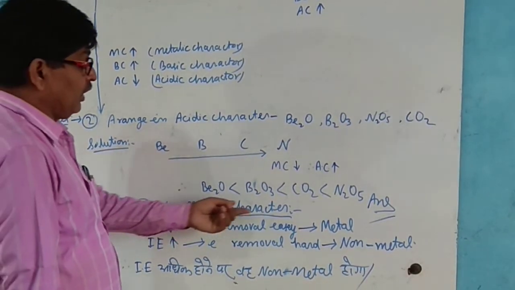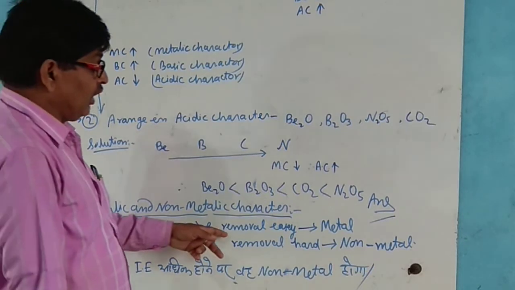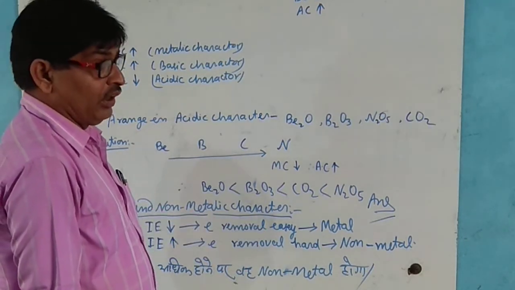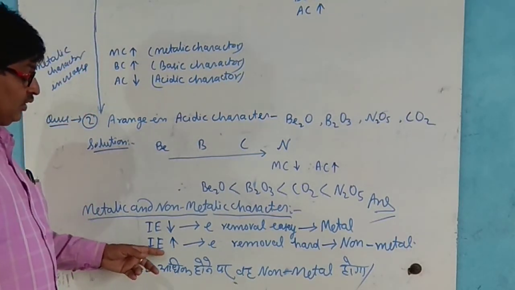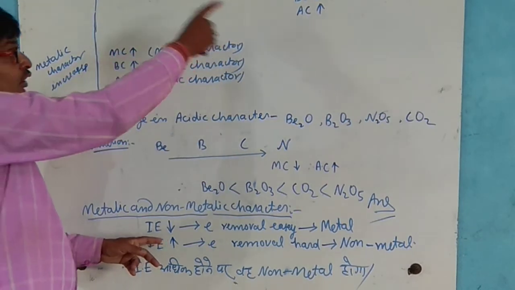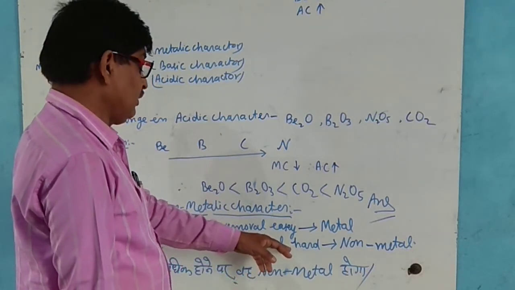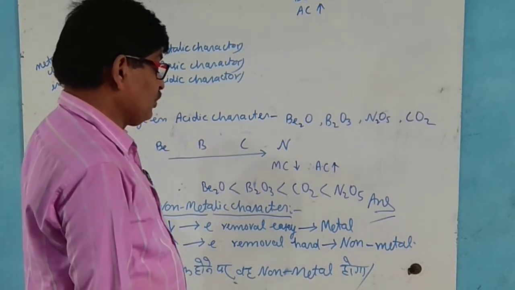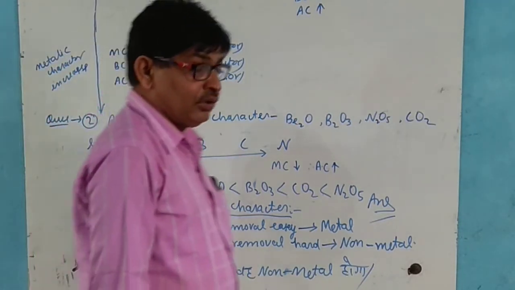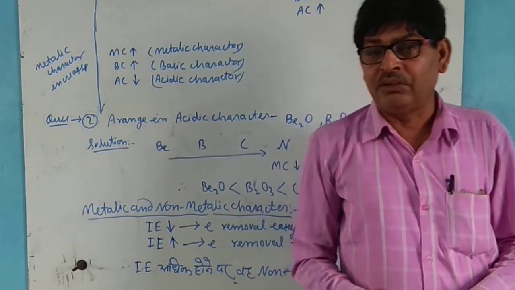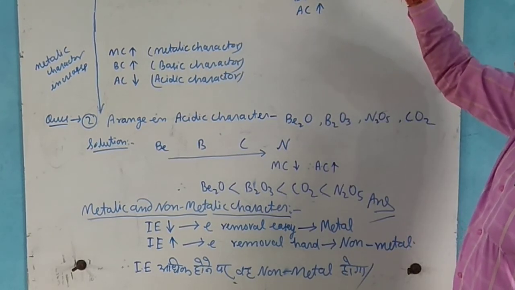Now for metallic and non-metallic characters: when ionization energy decreases, it means electron removal is easy, and such properties are found in metals. When ionization energy increases, it means that in the periodic table electron removal is hard, tough, so that is a non-metal. It means that when ionization energy is higher, the element will be a non-metal, as we have seen in the periodic table that non-metals are found on the right-hand side.